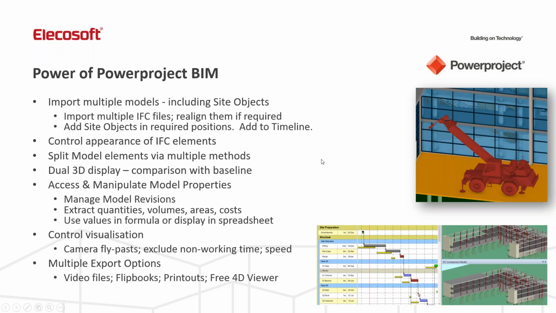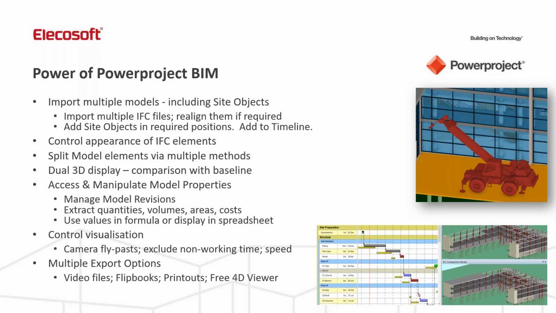And there's some extra functionality that we are going to talk about in this session that really helps to tease out those points. So for example, today we're going to show multiple models and we're going to move those around. That can include the bringing in of site objects like the mobile crane that you've got there on the screen. We're going to change the color of these different elements. We're going to change how they appear when they arrive, when they're rendered.